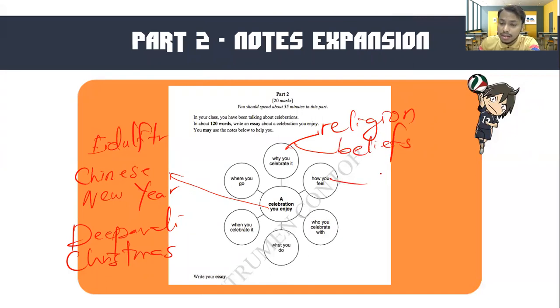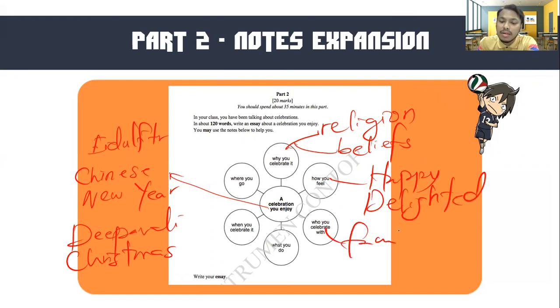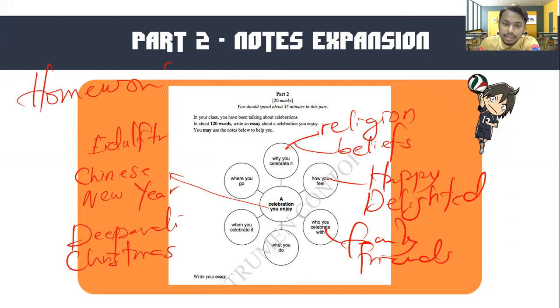And then how you feel. You feel happy, delighted, sad. Sad also can. Who do you celebrate with? Family, friends. What do you cook? You go celebrate Hari Raya together with your siblings, your cousins, your relatives. When you celebrate right after Ramadan, you go to your grandfather's or your grandparents' house. That is an example. So this is going to be your homework for this time.